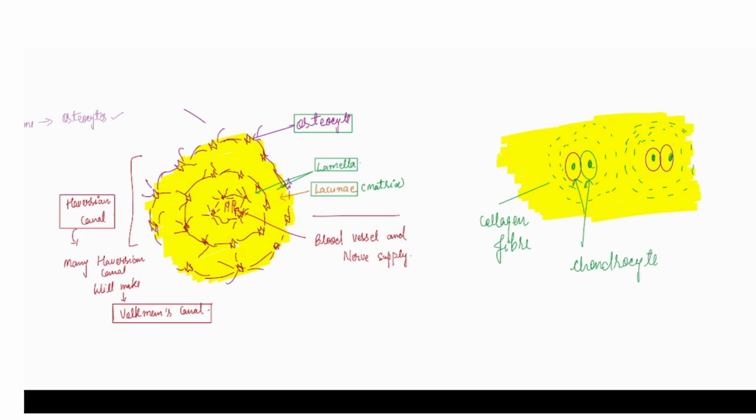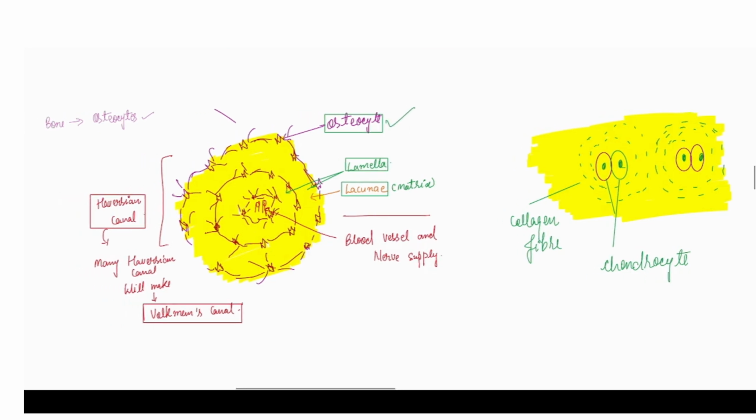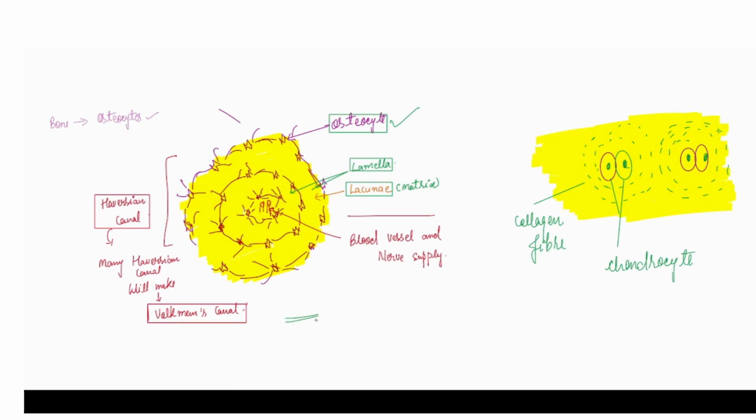So we know that chondrocytes are the cells of the cartilage, and osteocytes are the cells of the bone. So these are the two arrangements, of the chondrocyte and the osteocyte. This is the pattern arranged in the bone, and here is the pattern arranged in the cartilage. These are the basic differences, but the lacuna would be the same in both.